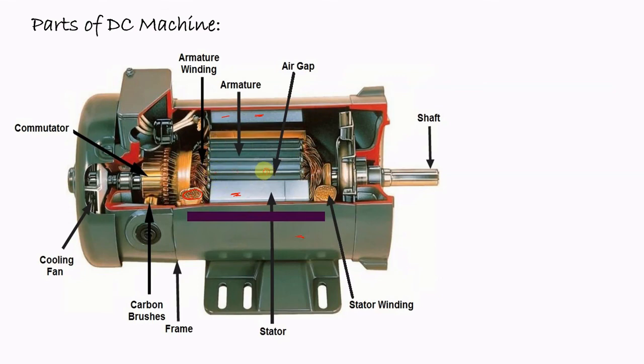These are the slots. This is the rotor, made by thin laminated sheets, and within the slots, these are the rotor conductors, or we can say the armature conductors. The armature conductors of each slot are connected to the segments of the commutator. So this is the commutator. These are the segments shown here, and in between each segment there is insulation by mica. This is the bearing.